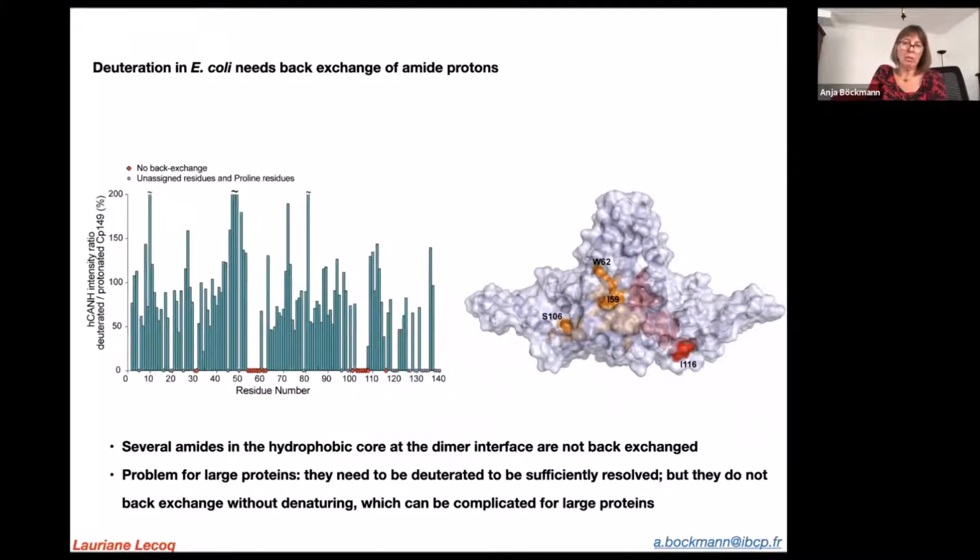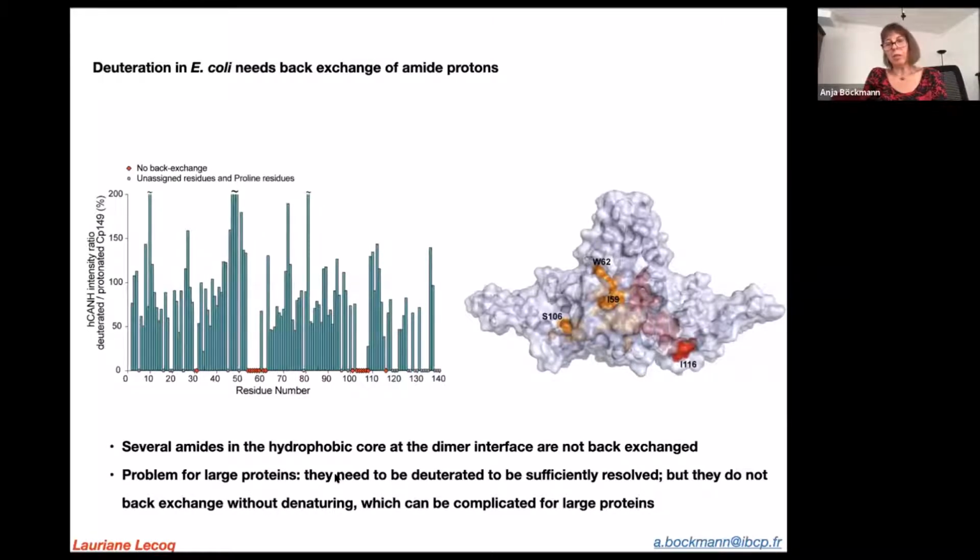coli, you make the protein in D2O first, and then you have to back exchange the protons, and if they're hidden in the hydrophobic core, then this can be difficult. And we see that here. You see these red dots here where we do not see a signal in the deuterated protein. So they're not back exchanged, and that might be a problem for large proteins, which you would like to study with this method.